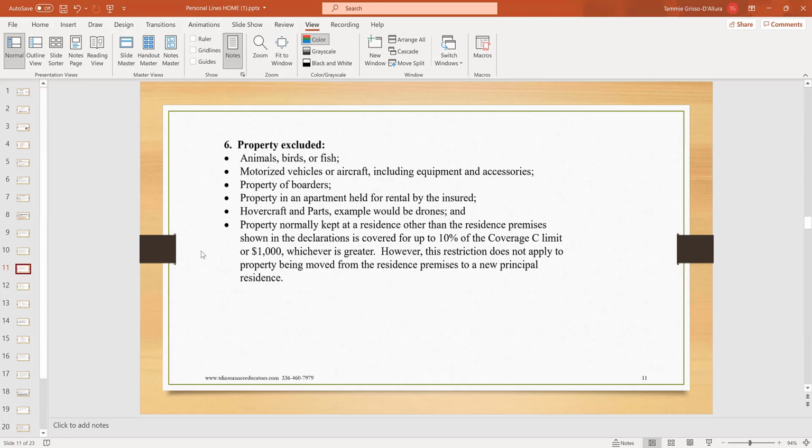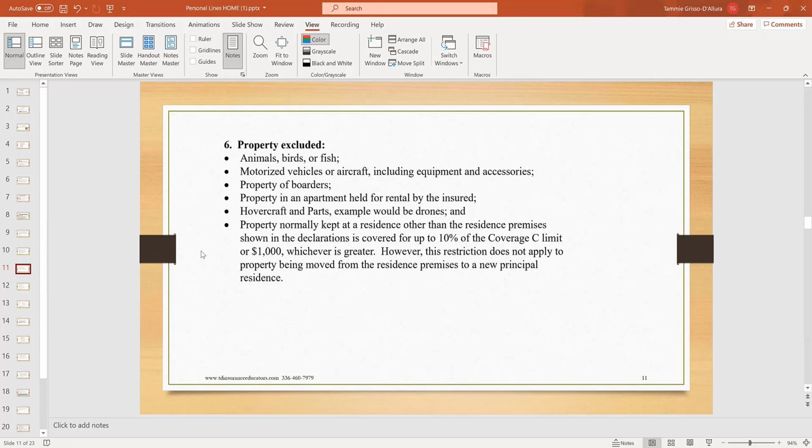Property of borders. Remember, I told you there could be two borders there. Now, that's a great thing, but what if there's a fire and your borders or your renters, their stuff is damaged in a fire? Well, that is not covered. Okay, it's only your things. Same thing with property and apartment held for rental by the insured. Hovercraft, things like drones, are not covered.